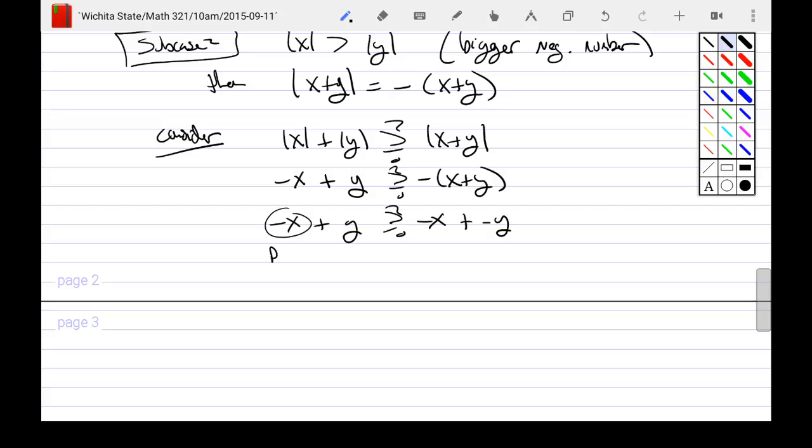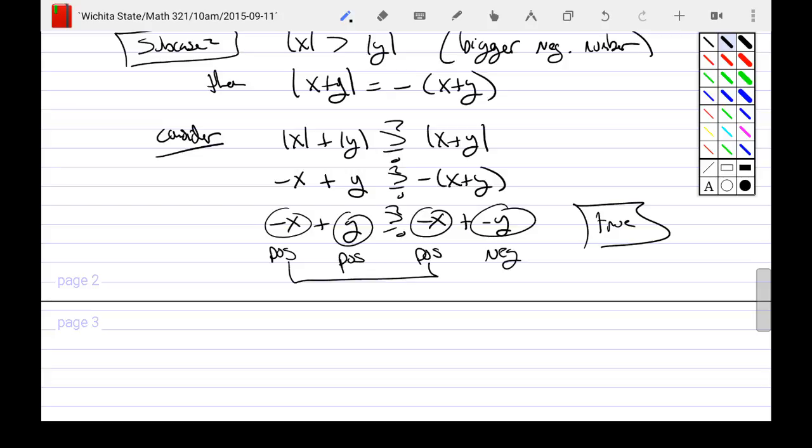What is this? Pause. What is this? Pause. What is this? Pause. X is negative. Minus x is now positive. What is this? Negative. And these are the same. So a positive number plus a positive number, is that bigger than that same positive number minus a number? Addition's bigger than subtraction, right? If we do that, and so again, this is true.